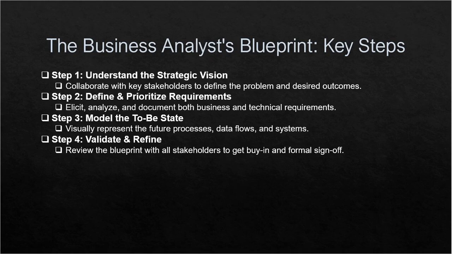So these stages we will discuss in detail in upcoming slides. In the understanding of the strategic vision, we will collaborate with key stakeholders to define the problem and desired outcomes. What are the problems in the current system, and from these pain points, how will the desired outcomes look, and how will we solve those pain points?